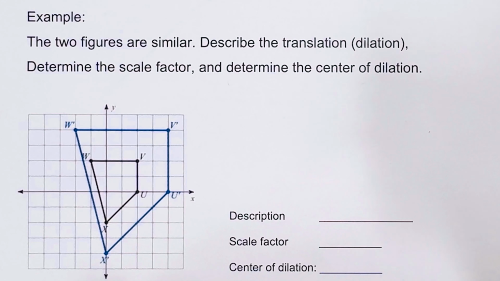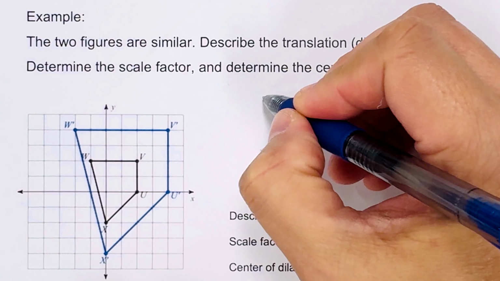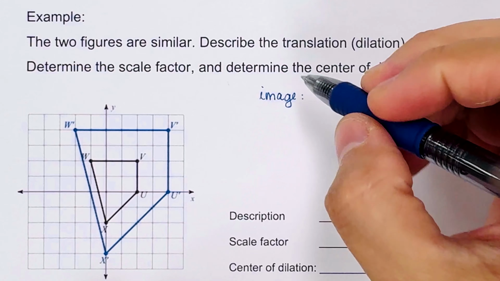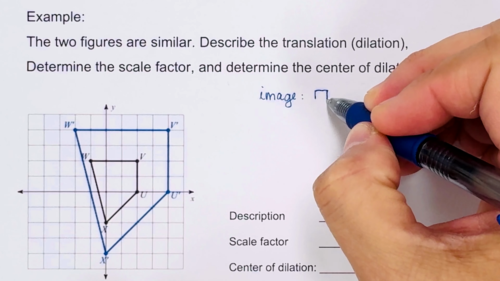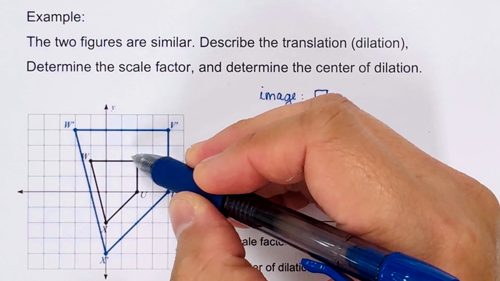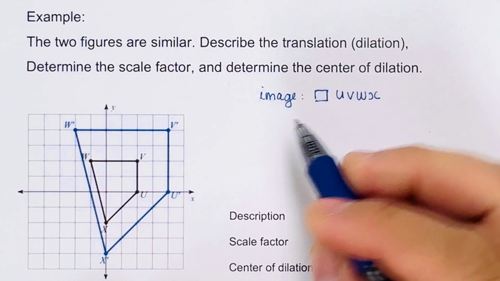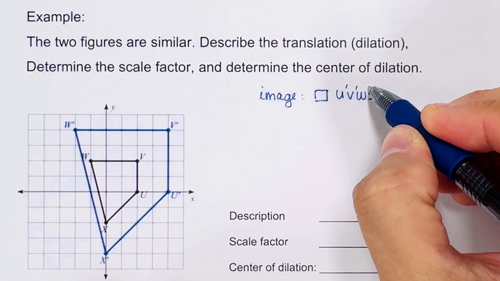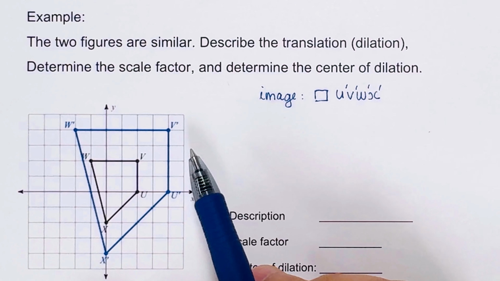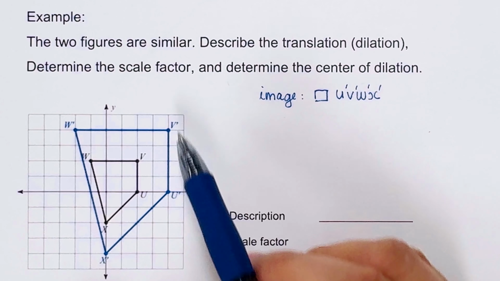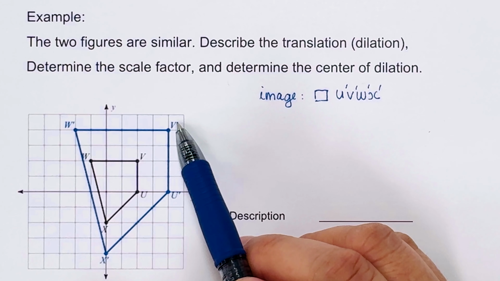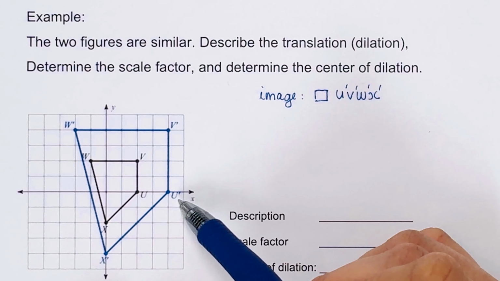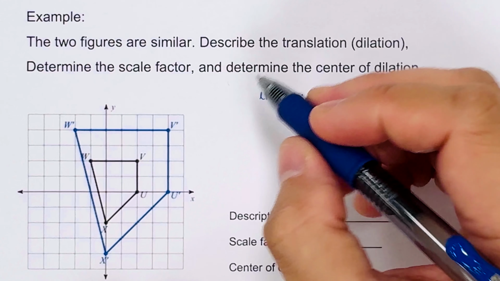The first figure is called the image. In this picture, the image is quadrilateral U'V'W'X'. If we say image, by the way, those are the ones that have a prime in them. Prime means the one that has a little line or dot that they put on top of the letter. So that's the image.